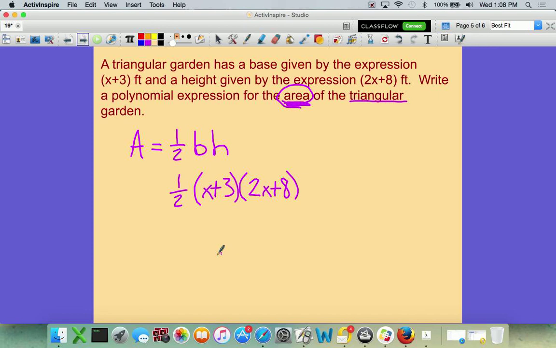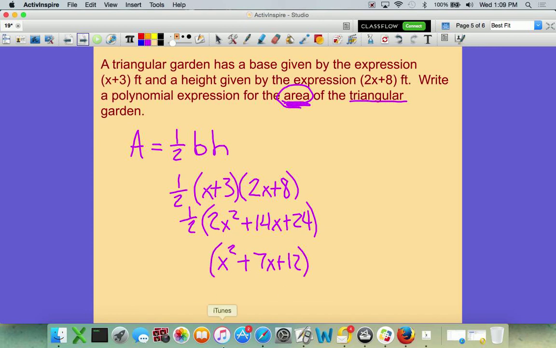Now we just have to multiply these out. Before running the 1/2 through, I'm going to multiply these two together. Alright, so we've got 2x squared plus 8x plus 6x, so plus 14x plus 24. That whole thing is multiplied by 1/2. So when we run that through, we get x squared plus 7x plus 12. Alright, that's the expression. We still need a label on this. Because this is feet and this is feet, then our label is feet squared.